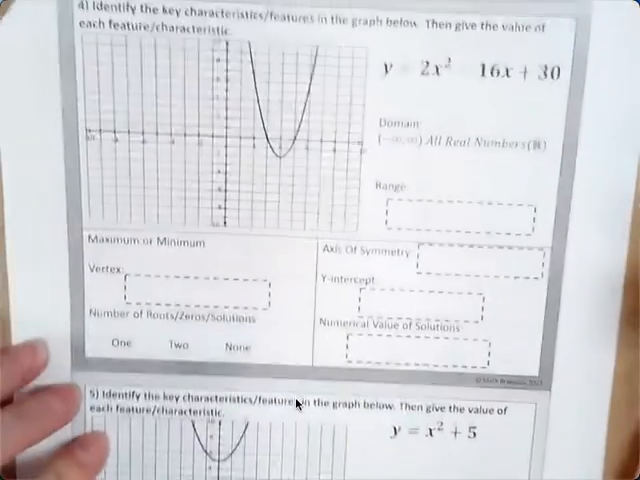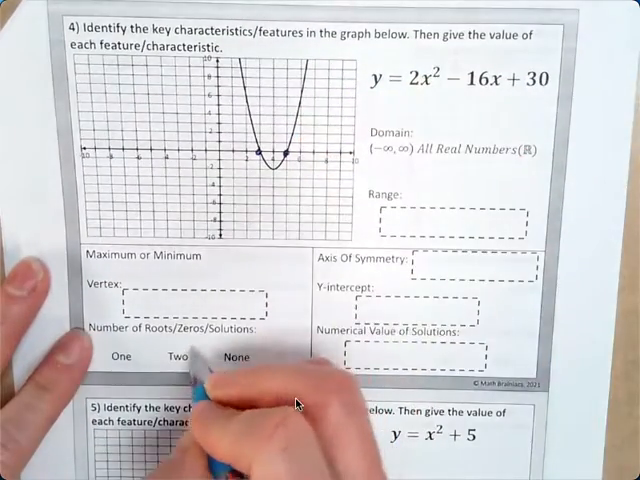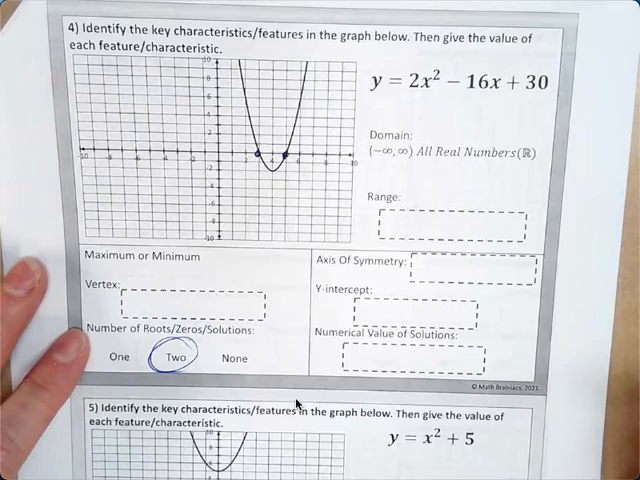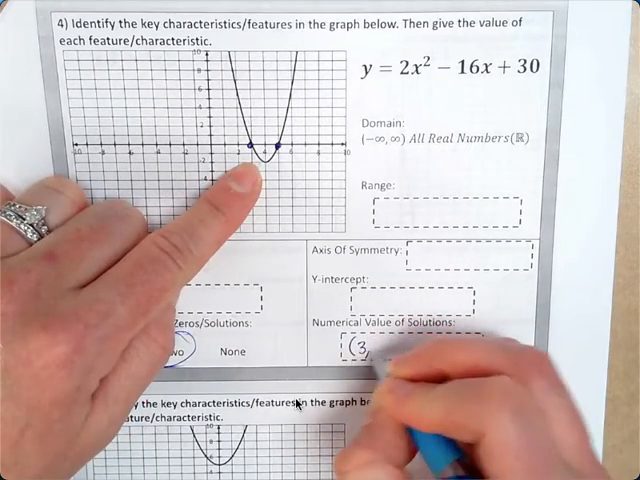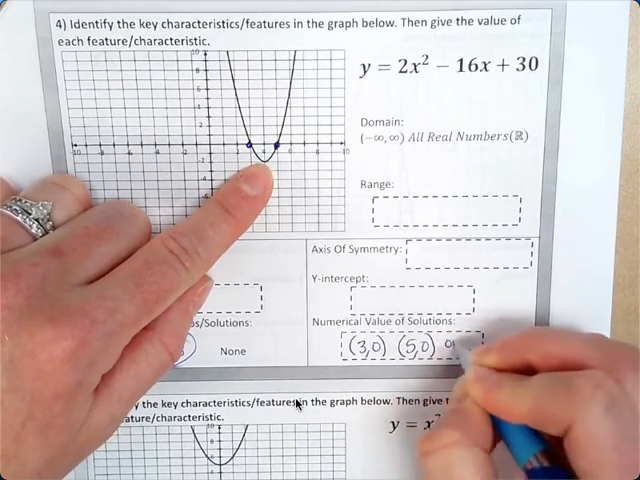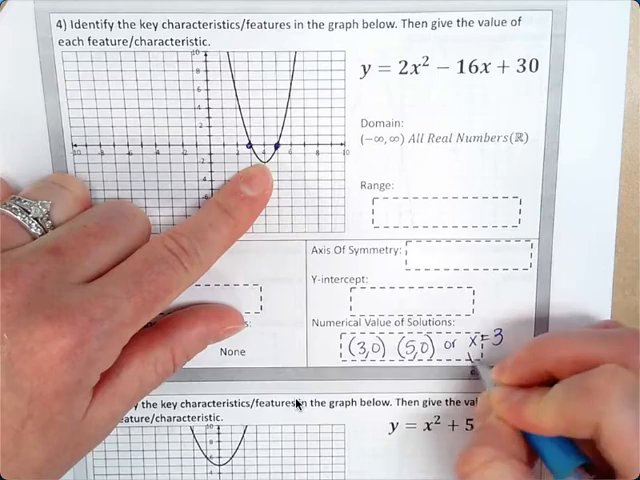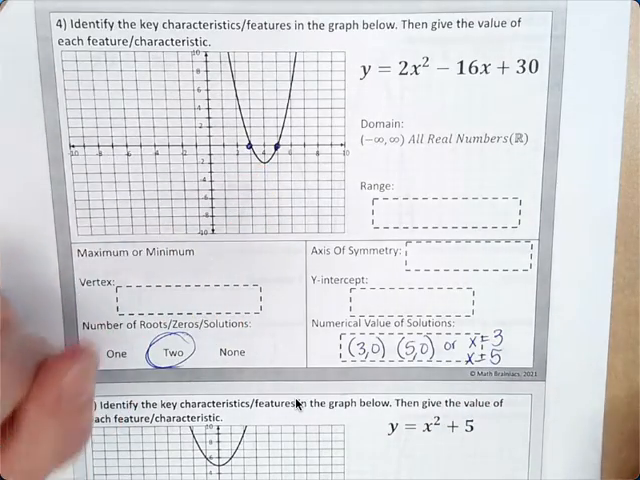On number 4, it goes through 2 times. So we have 2 solutions or zeros, and we would list those out. You can list them as points, like this would be 3, 0 and 5, 0. Or you can write x equals 3, x equals 5. Either one of those would be correct.